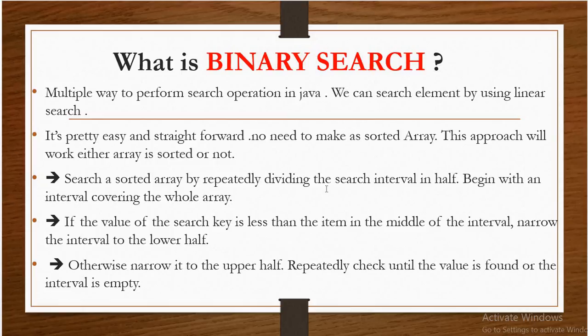Begin with an interval covering the whole array. There are three conditions. If the value of the search element matches our middle element, then it will return the index, and it is very fast. If the value of the search key is less than the item in the middle of the interval, narrow the interval to the lower half. Otherwise, narrow it to the upper half. It will just check in the upper half, not in the lower half, because its value is greater. Repeatedly check until the value is found in the interval.